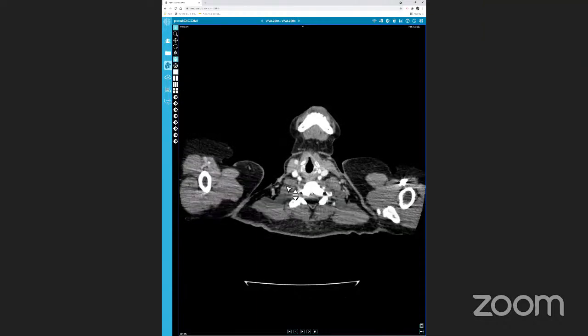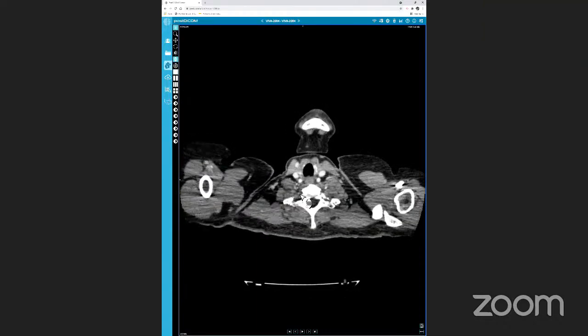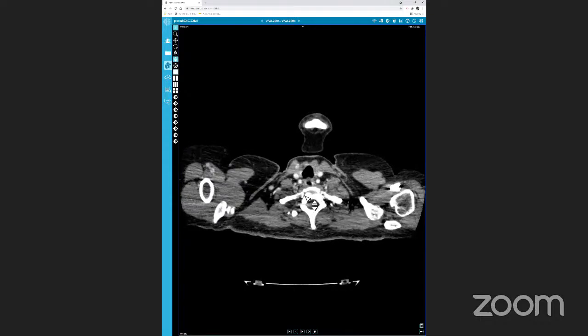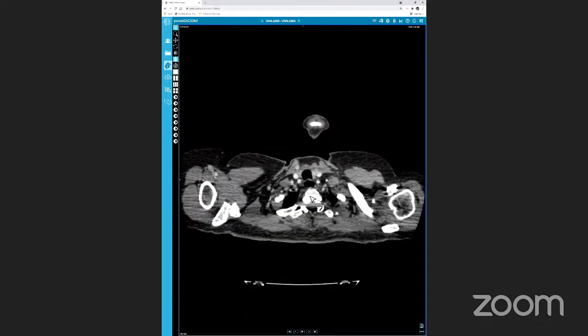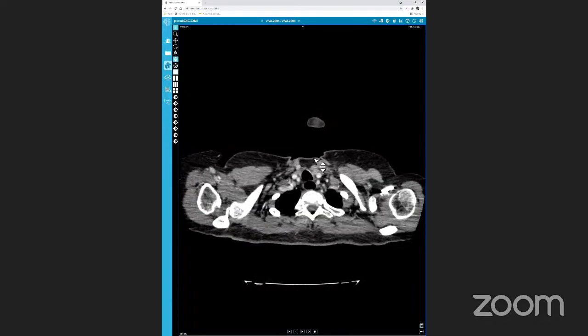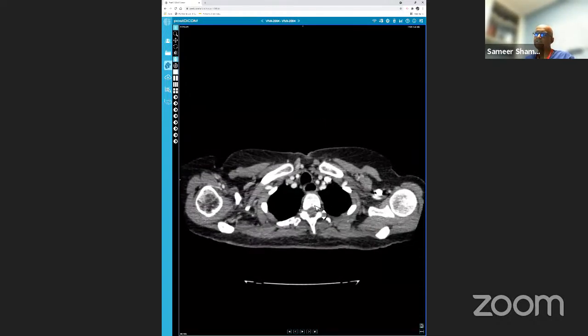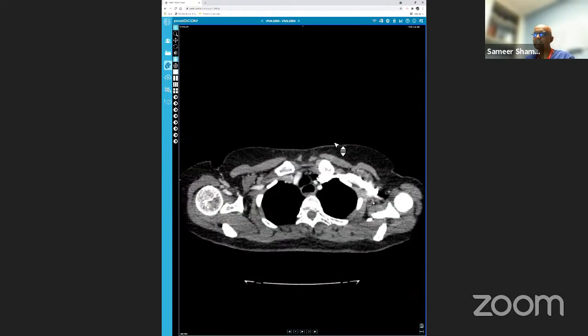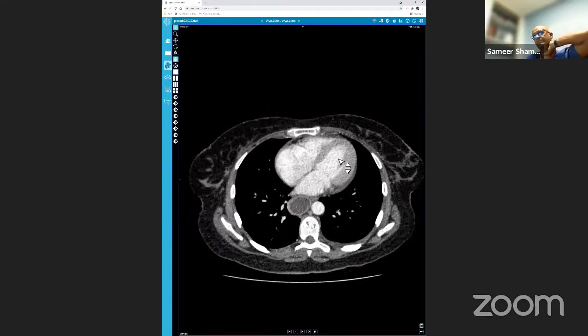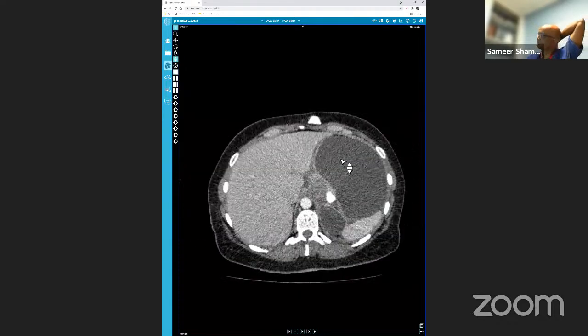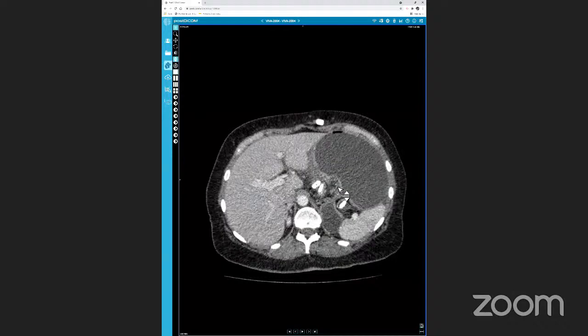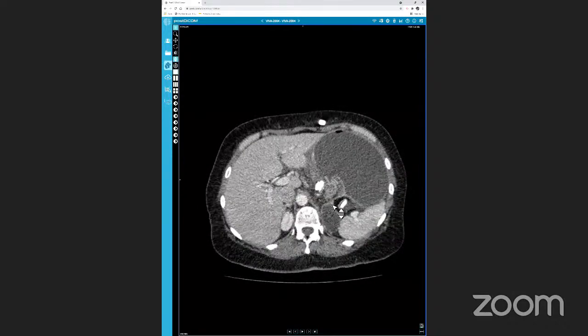Okay, so this is an axial CT with IV contrast. Don't worry about the chest, just concentrate only on the bits that we discussed on the abdominal x-ray.